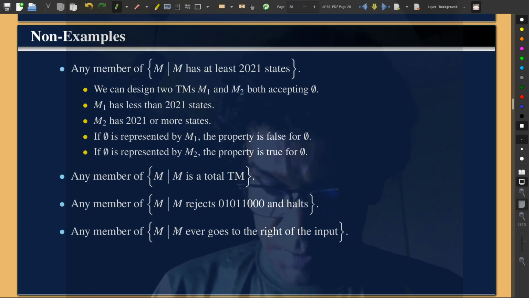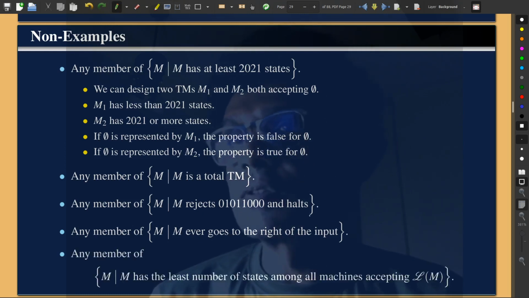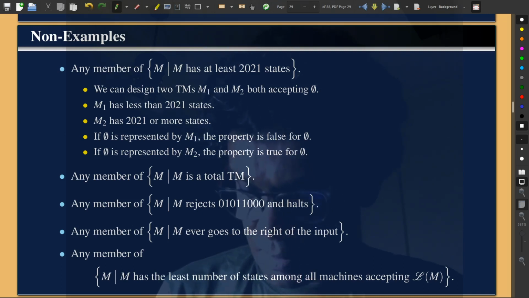For one Turing machine accepting that language, and not the case for another Turing machine accepting exactly the same language. So this is a property of Turing machines, not of their languages. And here is yet another example. Any member of M such that M has the least number of states among all machines accepting L of M.